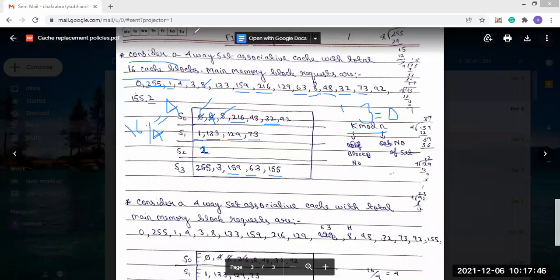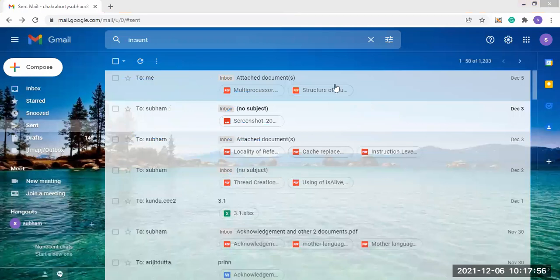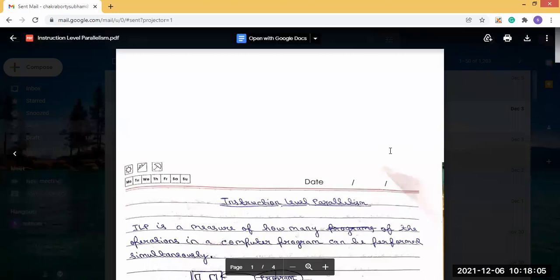Okay, so this is the technique with the cache replacement policy. I recommend you practice it, then it will be much clearer to you.